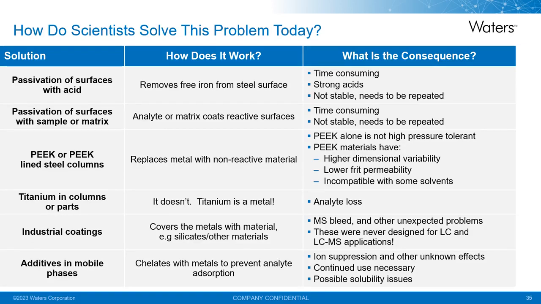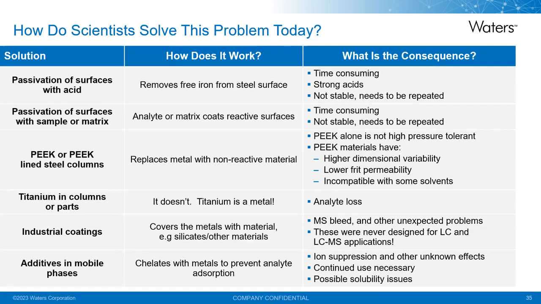Another solution is passivation of surfaces with a sample or matrix, and that works by using that analyte or matrix to essentially coat the reactive surface. The consequence of that is that you're going to spend a lot of extra time, so it's time consuming and again, not stable. It will need to be repeated. There are choices of other materials. So scientists can use things like PEEK or PEEK-lined steel columns. That works by replacing the metal with a non-reactive material.